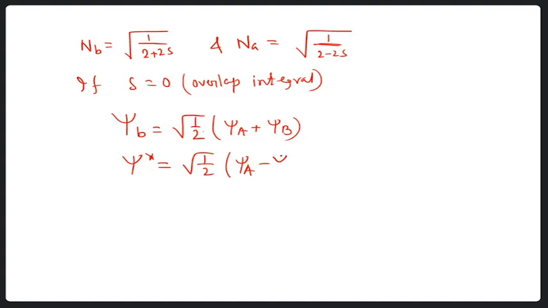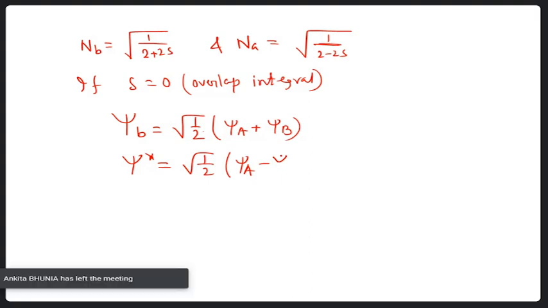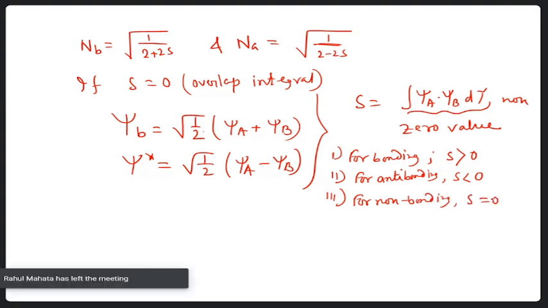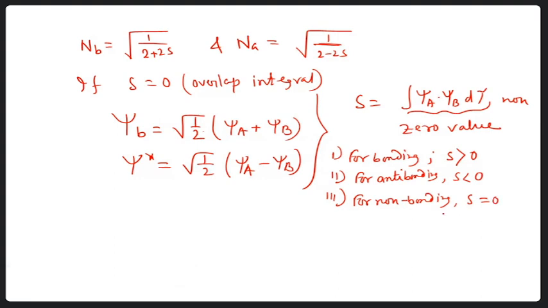Now questions. For bonding, you have to remember, S is greater than zero. Second, for anti-bonding, S is less than zero. And third, for a non-bonding situation, if it arises, then we can write the overlap integral is equal to zero. So now we can conclude that S serves as a criterion for bonding, anti-bonding, and non-bonding. It's consistent with the earlier assumption. So S can define whether there is a bonding orbital, anti-bonding orbital, or non-bonding orbital.